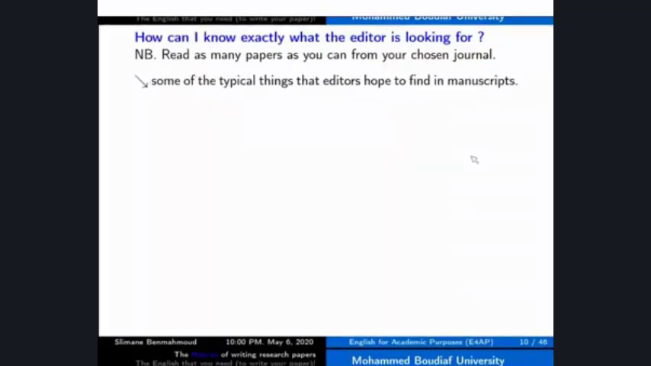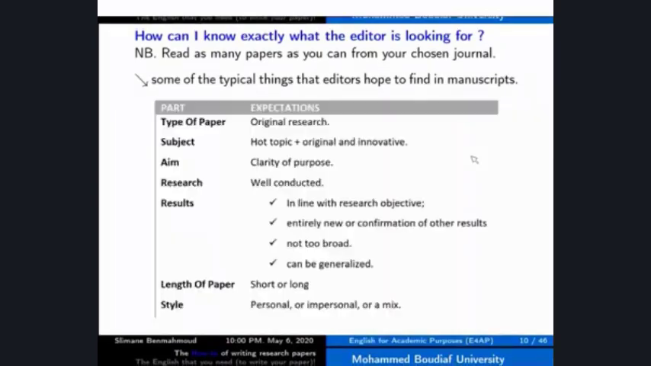Okay, here are some of the typical things that editors hope to find in your manuscript. Concerning the type of the paper, it should be original. The subject should be a hot topic. It should also be original and innovative. It cannot be an outdated topic, right? Your aim, I mean your purpose, should be very clear, right? The research should also be well conducted. Your results should be in line with the research objectives.